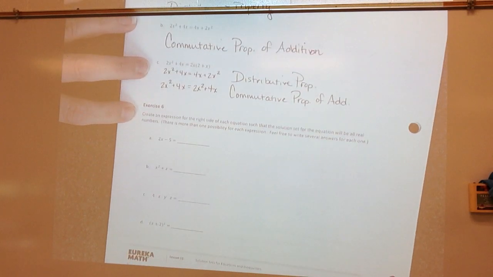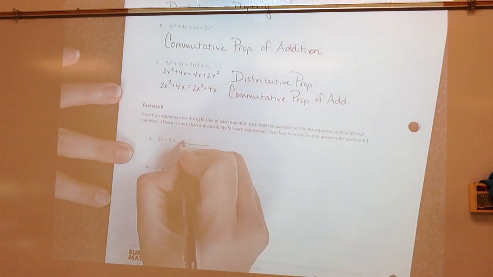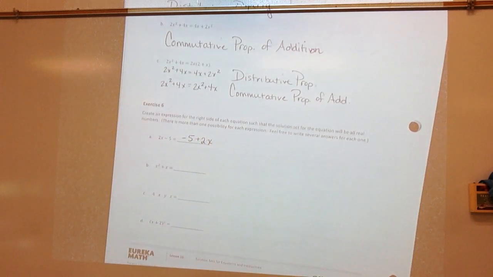All right, create an expression from the right side of each equation such that the solution set for the equation will be all real numbers. There's more than one possibility for each expression. Feel free to write several. Guys, we're just going to run through and look at some of these. 2x minus 5, I could do what? I could flip them. Negative 5 plus 2x. They're the same on both sides. I've used the commutative property.